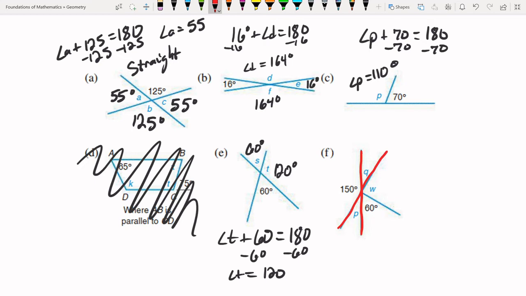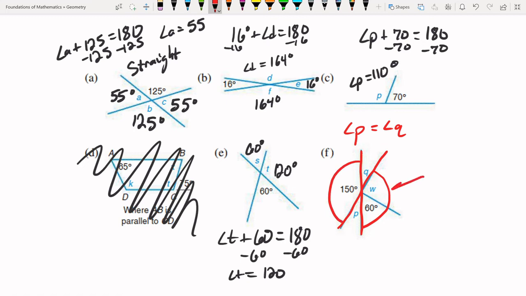So we can use that information because we know that angle P is going to equal angle Q because they're vertical angles. We also know that this angle and this angle are equal because they're also vertical angles.